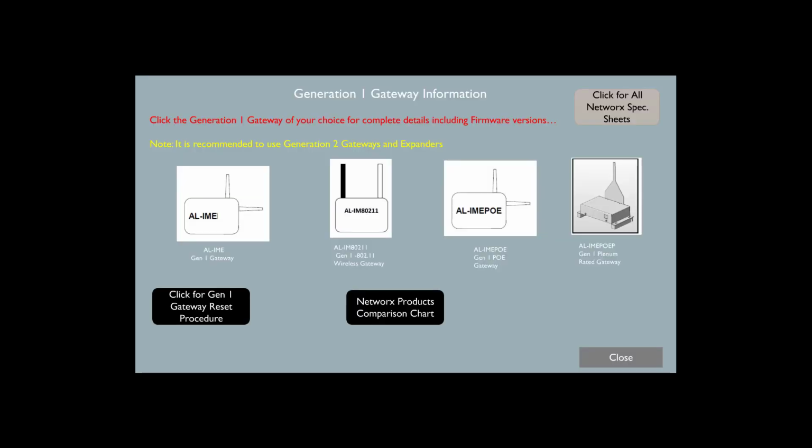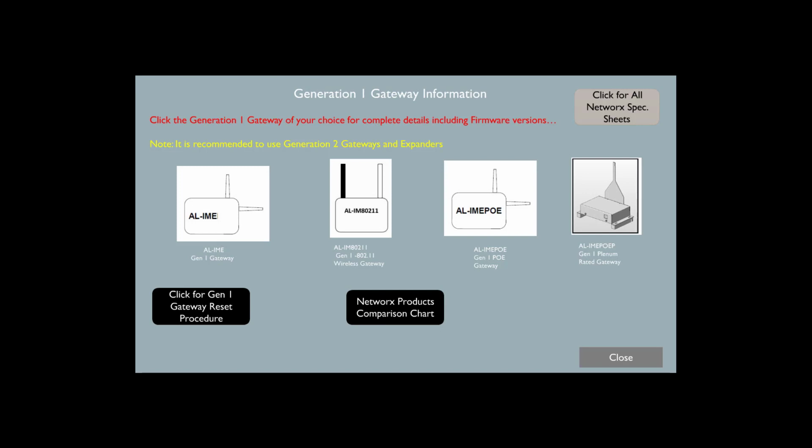The first screen displays the original Generation 1 gateways. These gateways were the original gateways designed for Networx wireless locks. The CA4K is backwards compatible with Generation 1 gateways, but it is recommended to use Generation 2 gateways and expanders. There are four different types of Generation 1 gateways. In this video, we will not explain the difference between the different Generation 1 gateways. In the next few screens, we will discuss the Generation 2 gateways with additional details. The various Generation 2 gateways are very similar to the Generation 1 gateways.